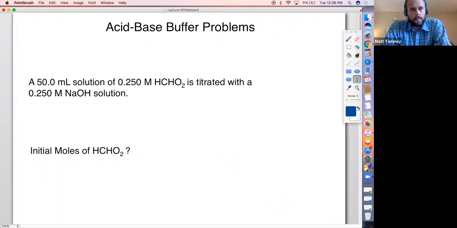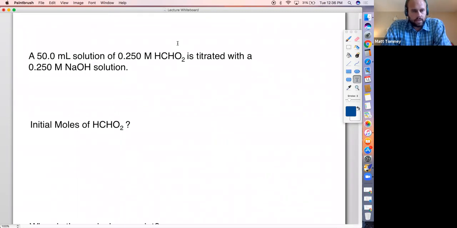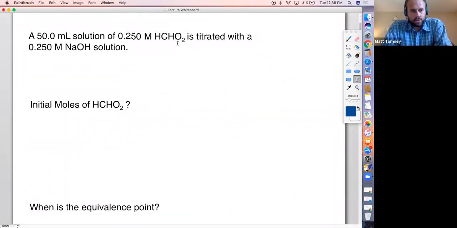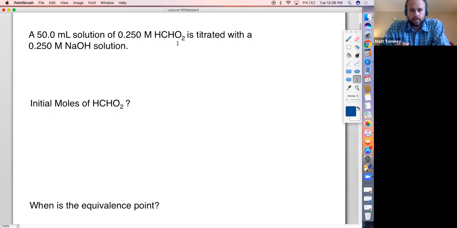Okay, good. So what we've got here are the acid-base buffer. This isn't buffer, this is titration. So that title, scratch that and put titration. But this is the problem we were working with yesterday, right? So it's a 50 milliliter solution of 0.25 molarity formic acid that was titrated with 0.25 molarity NaOH solution.